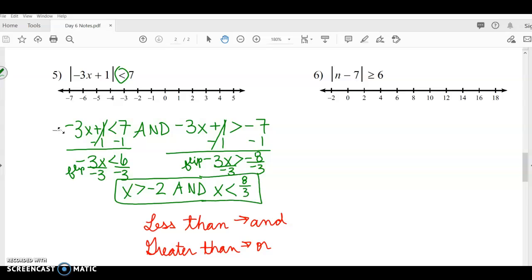So it's an and. So I have my dot at negative 2, but I want to be greater than. And x is less than 8/3, so 8/3 would be what? 3 goes into 8 twice with 2 left over, so 2 2/3. So closer to 3 than to 2. I want to be less than 8/3. So I want to be between negative 2 and 8/3, which is at 2 2/3.